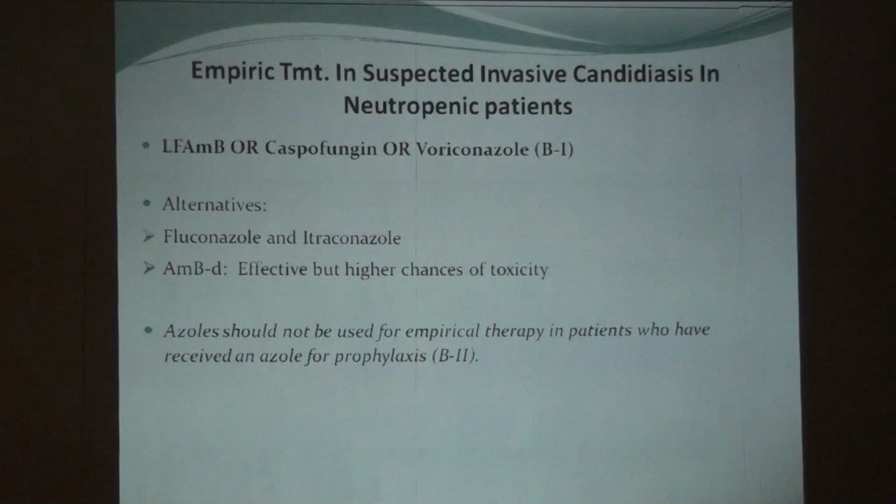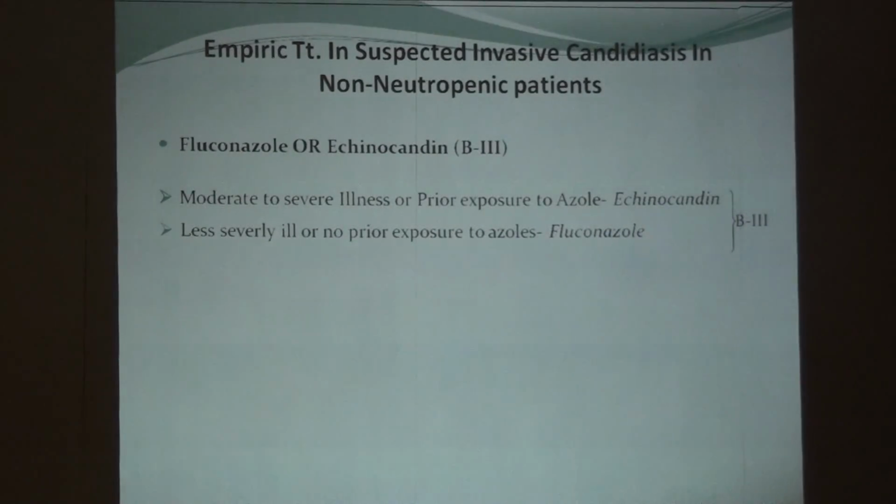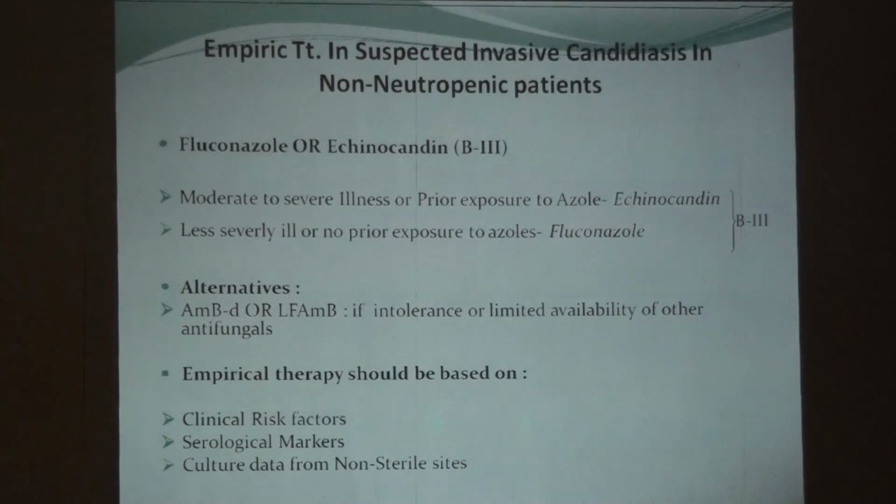So these are the empirical treatment guidelines, as you can see. This is what I just mentioned. Fluconazole or echinocandin. In moderate to severe illness or with prior exposure to azoles, it's echinocandins, whereas with less severely ill patients with no prior exposure to azoles, we can use fluconazole. It's much cheaper. And for the alternatives, we do have liposomal amphotericin B. We can use conventional amphotericin B, but then it has a lot of problems. It's nephrotoxic. It has a lot of infusion reactions.